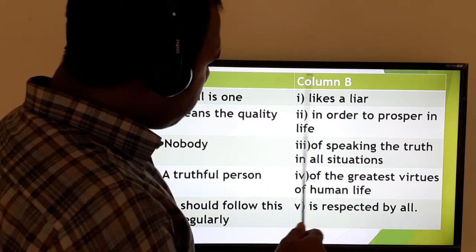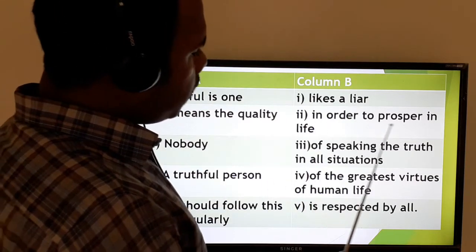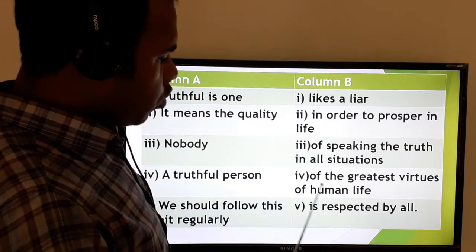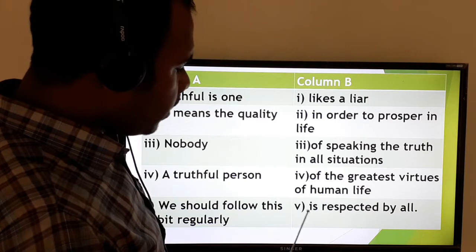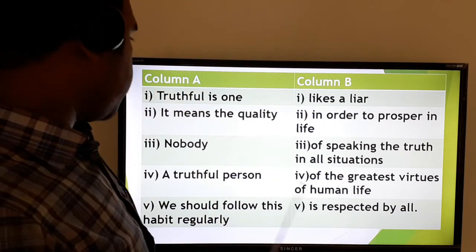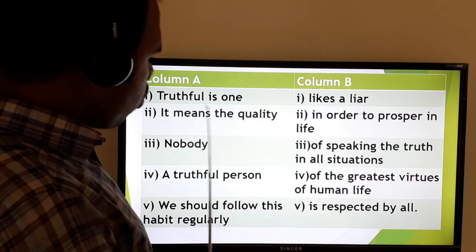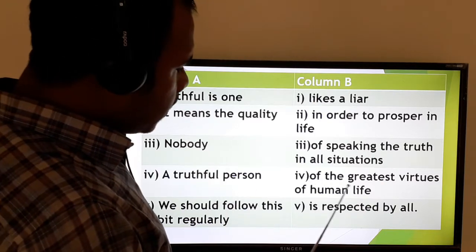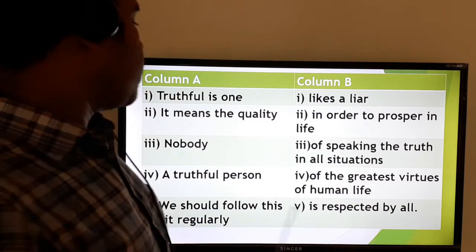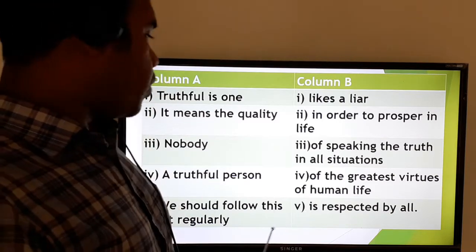Number 2 in column B: in order to prosper in life, we should follow the habit of speaking the truth in all situations. Truthfulness is one of the greatest virtues of human life. We know truthfulness is one of the greatest virtues.